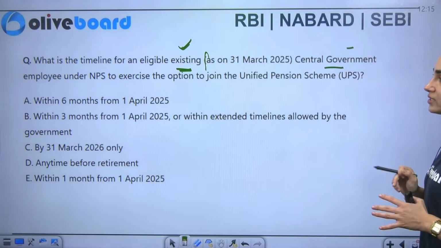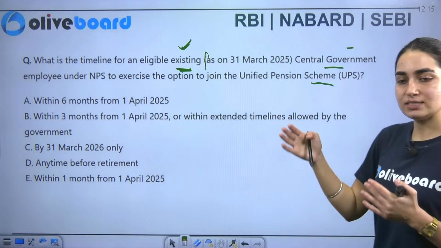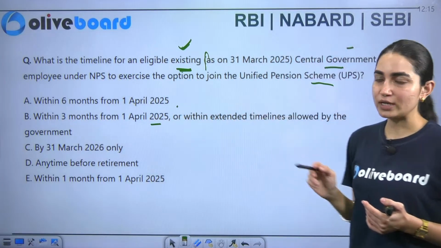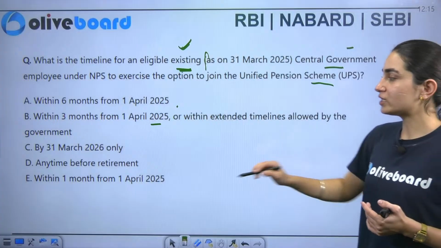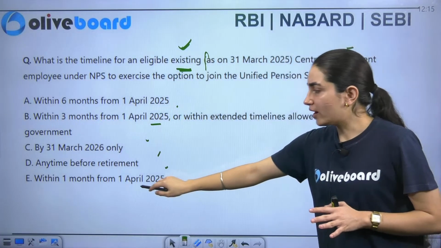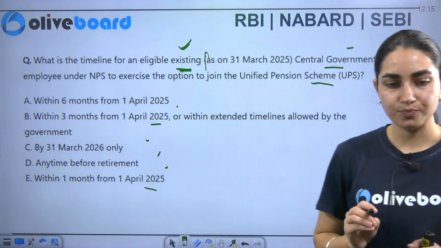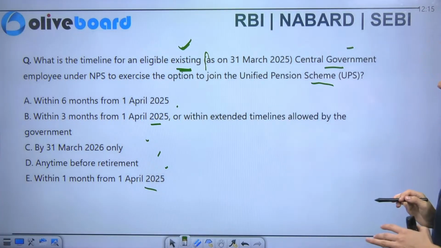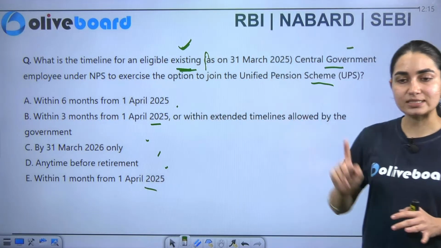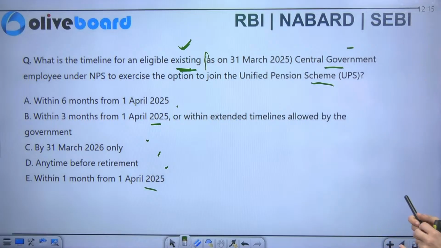Central government employees under NPS to exercise the option to join UPS: is it within 6 months, within 3 months from 1st April 2025, by 31st March 2026 only, any time before retirement, or within 1 month from 1st April 2025? Which one is the exact one? Is it A, B, C, D, E? Okay, Akshay says B.